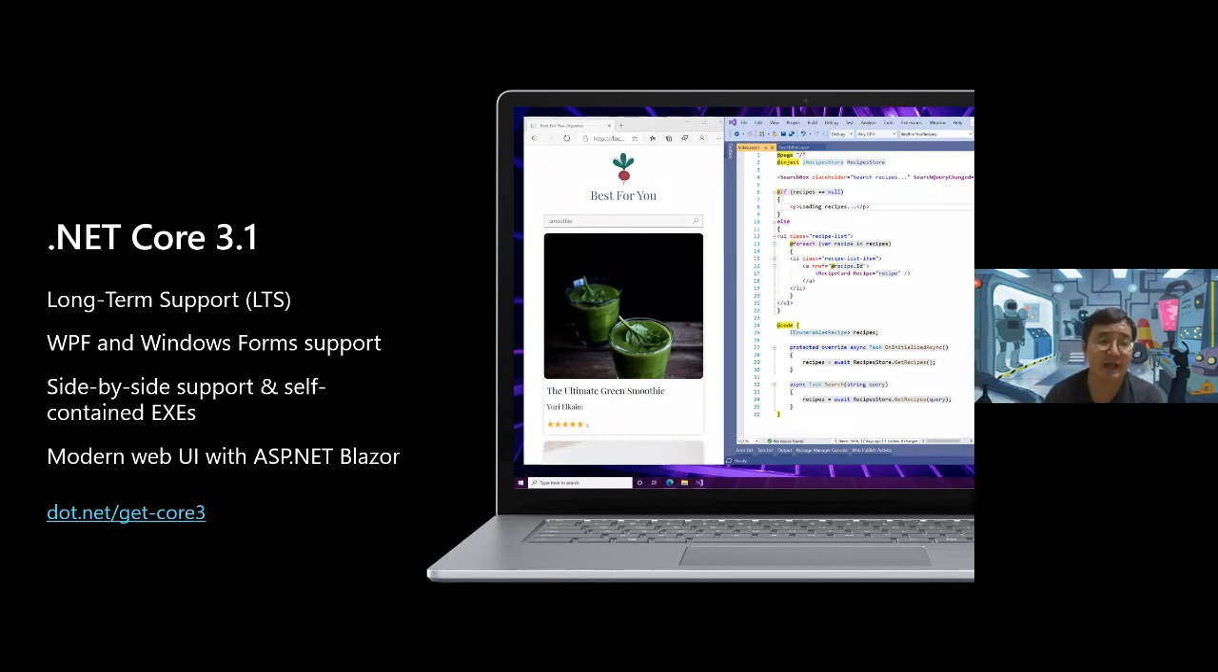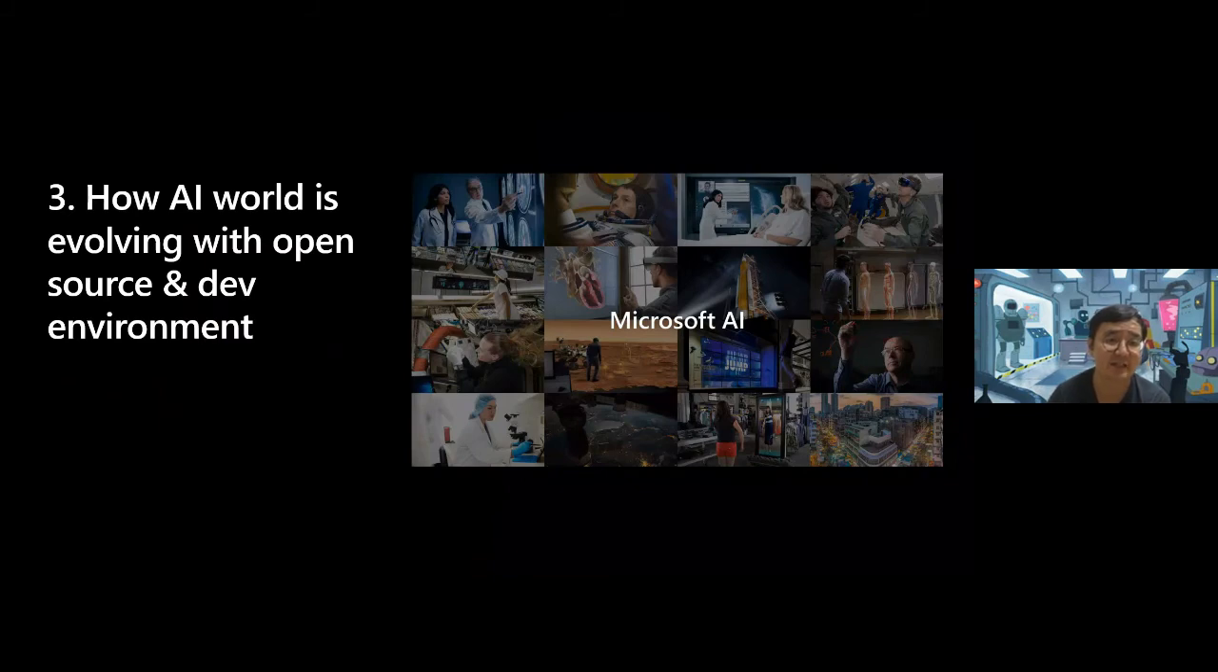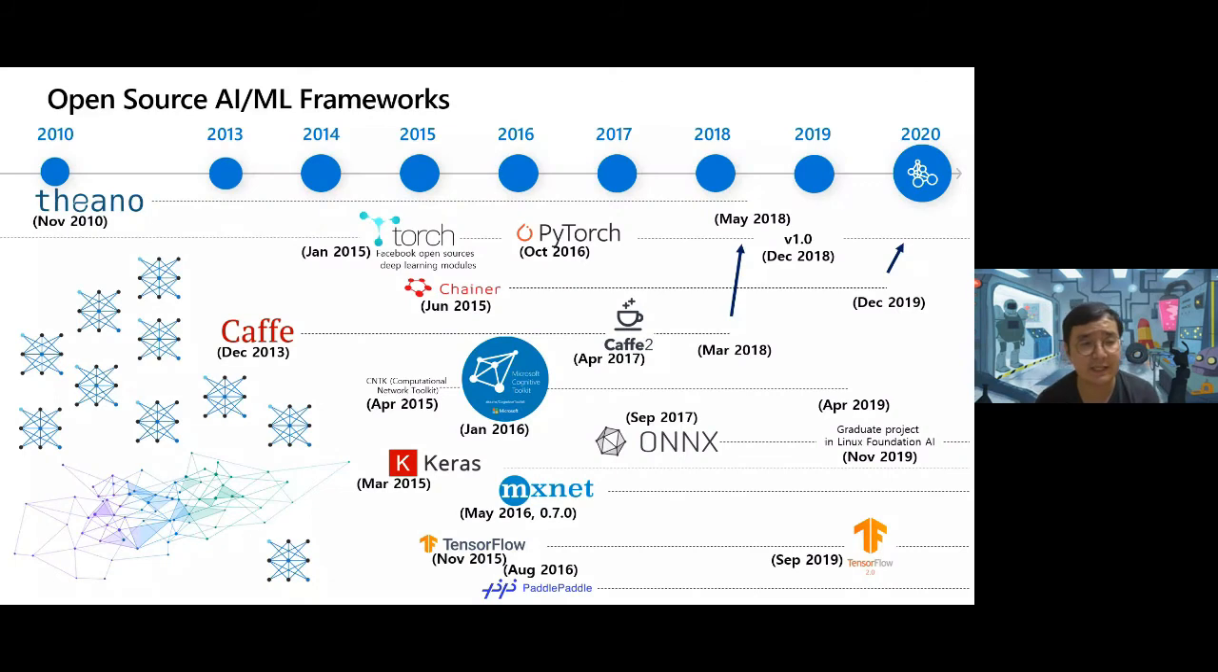Next, I would like to emphasize how the AI world is evolving with open source and developer environments. This is the recent history of the AI world. When you look at the AI world, you might notice that open source is really inevitable to work in the AI domain. For example, when deep learning first appeared, it was first demonstrated in many research contests like ResNet, and Theano was used as an open source tool to implement AI, machine learning, or deep learning functionalities.